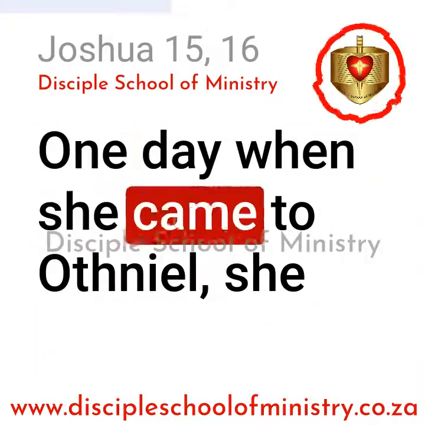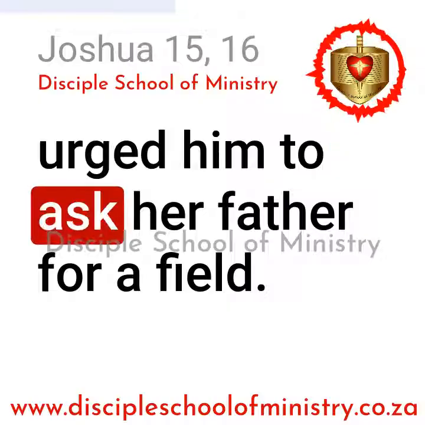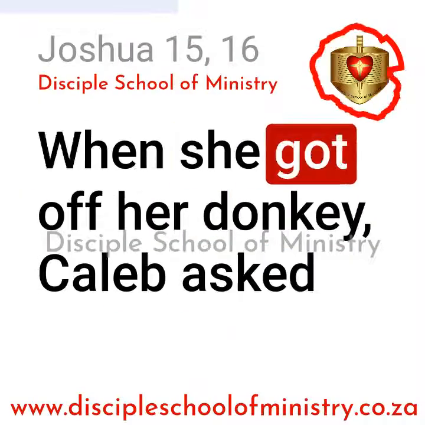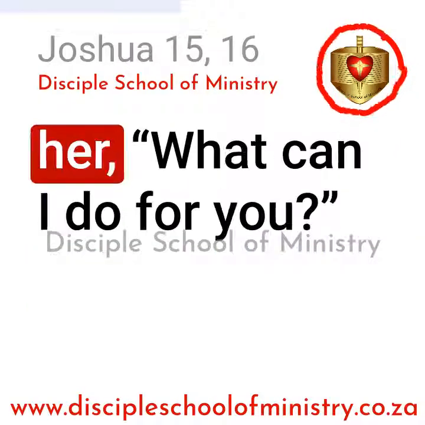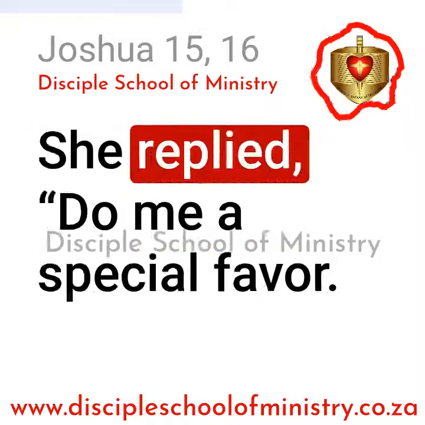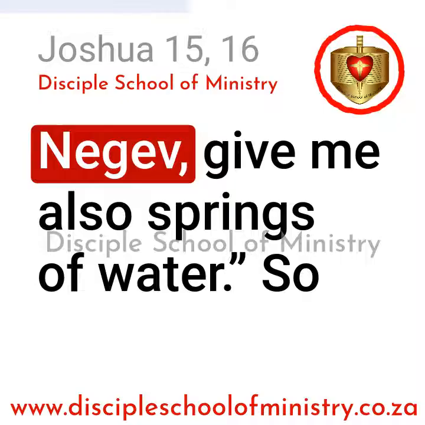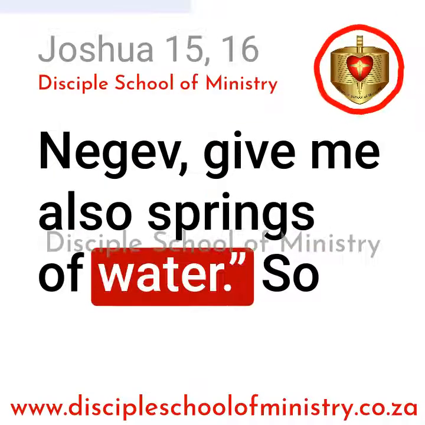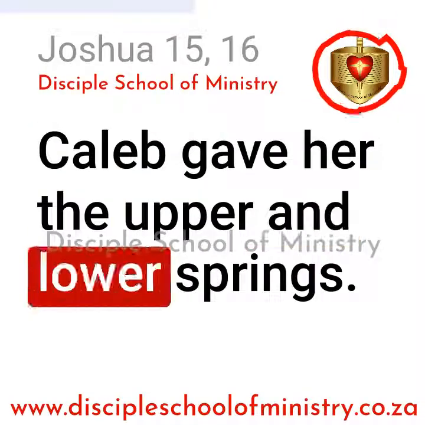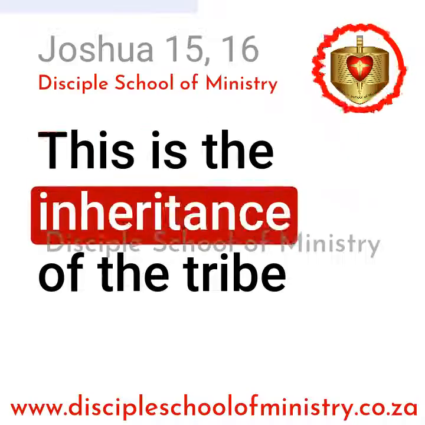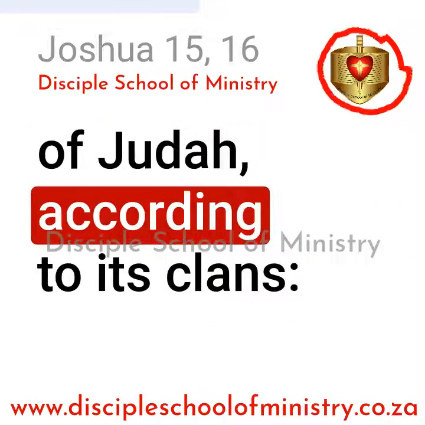One day when she came to Othniel, she urged him to ask her father for a field. When she got off her donkey, Caleb asked her, "What can I do for you?" She replied, "Do me a special favor. Since you have given me land in the Negev, give me also springs of water." So Caleb gave her the upper and lower springs. This is the inheritance of the tribe of Judah, according to its clans.